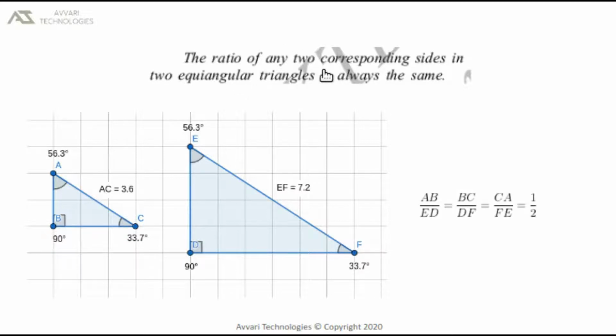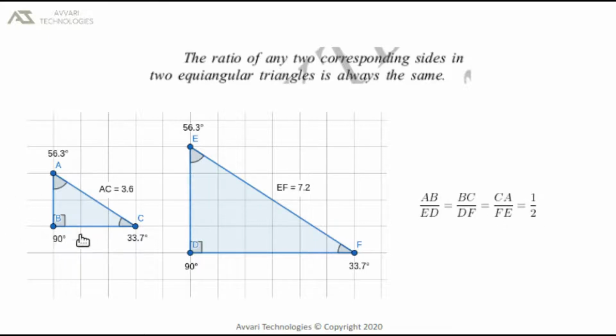The ratio of any two corresponding sides. Here the corresponding sides are AB and ED, BC and DF, AC and EF. The ratio of corresponding sides, that is the ratio of AB and ED, must be in proportion. The length of AB is 2 units, the length of ED is 4 units, so 2 by 4. If we simplify, we will get 1 by 2.